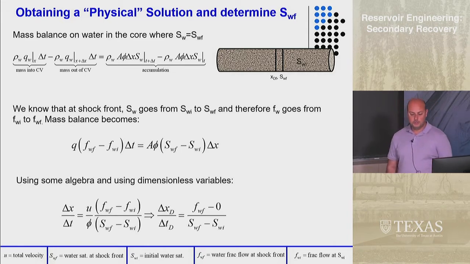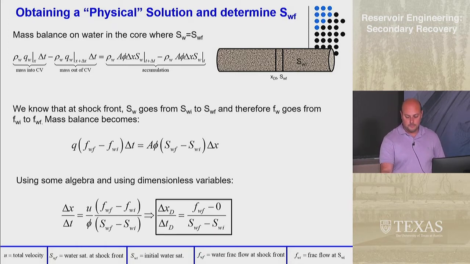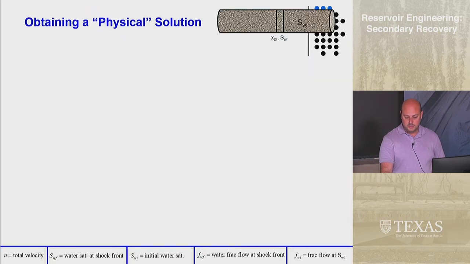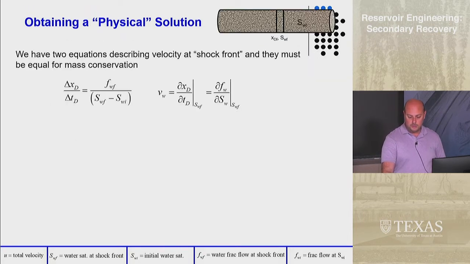I rearrange and I get this equation over here. Okay, and I've assumed that SWI is equal to SWR, which is why the fractional flow of water is 0 at that place. So I'm going to use this, and I'm also going to use what we had learned before, which is the velocity of the saturation front is given as the derivative of water with respect to saturation at SD, and we're interested in SWF, that particular saturation.